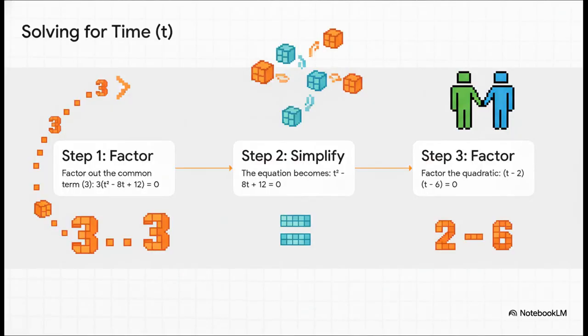Let's break this down. First thing I see is that every single one of these terms can be divided by 3. So let's pull that 3 out front to make things easier. That leaves us with t squared minus 8t plus 12 equals 0. Much better. Now we just need to find two numbers that multiply to positive 12 but add up to negative 8. And, yep, that's got to be negative 2 and negative 6.